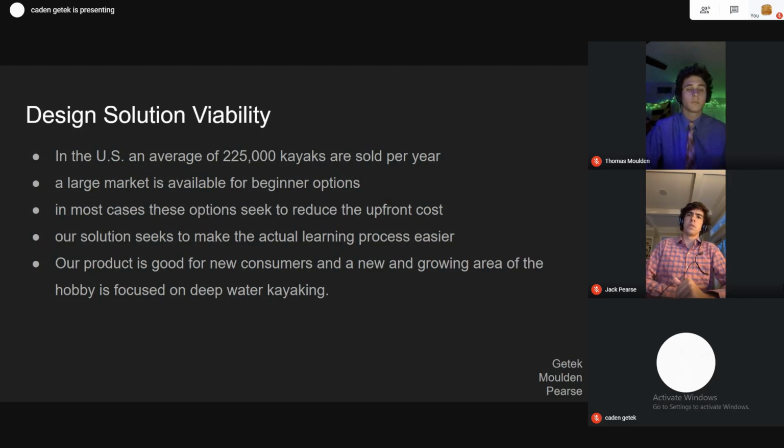In a lot of cases, options created by other people reduce the cost up front, as does ours. Our solution also makes the learning process a lot easier while using the kayak. So our product overall is just better for new kayakers, and as the market of kayakers keeps growing, there's always a need for an easier way to learn than just going straight into it.